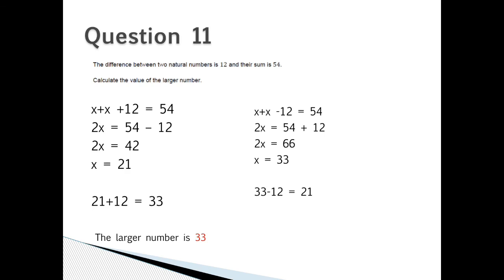2x is equal to 54 minus 12. 2x is equal to 42. Divide both sides by 2. X is equal to 21.